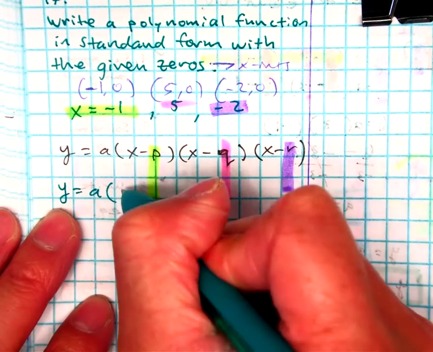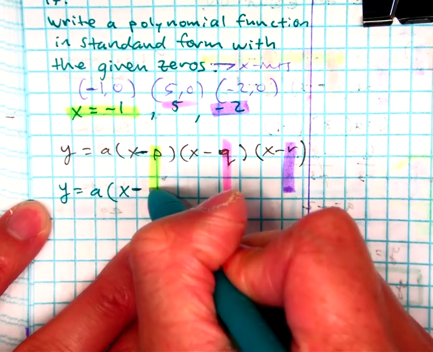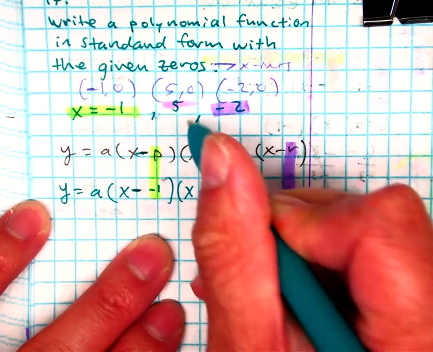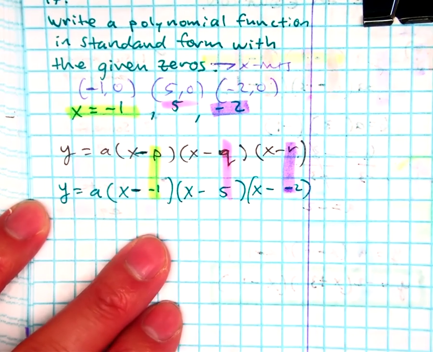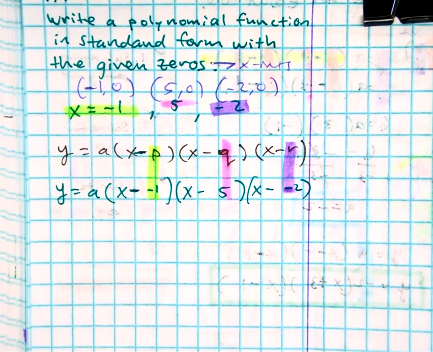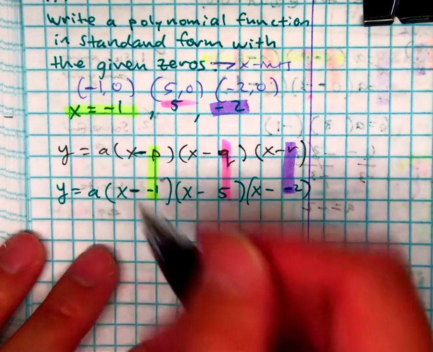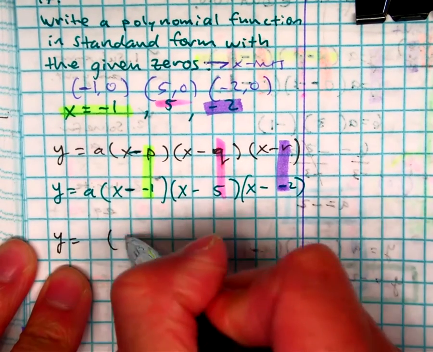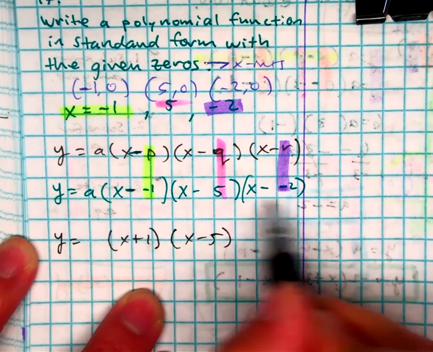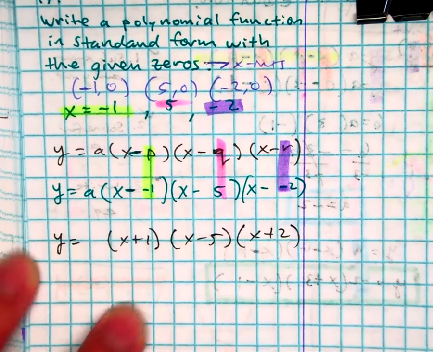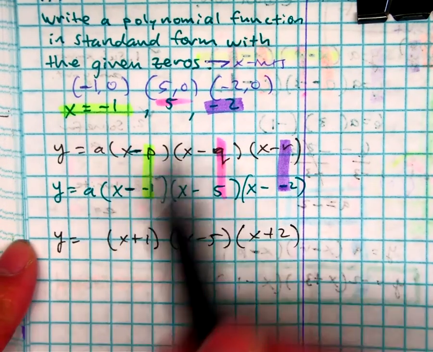So I have y equals a times x minus, remember the minus sign's already here, so just copy that, and the p value is negative 1. My q value is 5. My r value is negative 2. So essentially in the problem, I'm going to have y equals x plus 1, x minus 5, and x plus 2. Now in this problem, they don't give us another ordered pair.